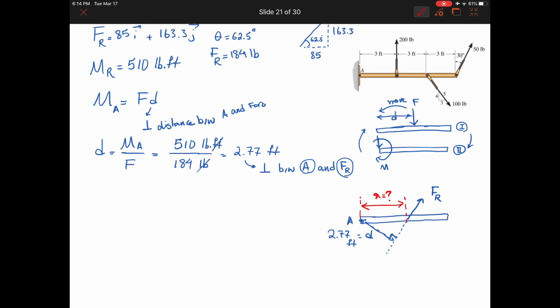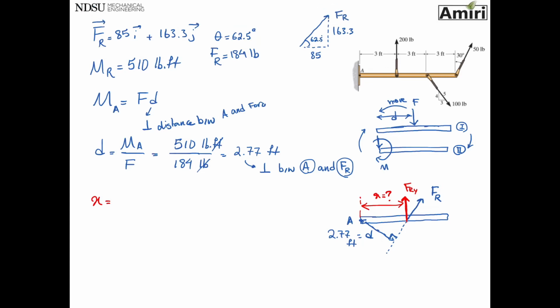So the answer to that is yes. The way you have to do it, you have to find the distance between that FRY and point A. So if I want to find that distance, I have to use my moment divided by the vertical component.